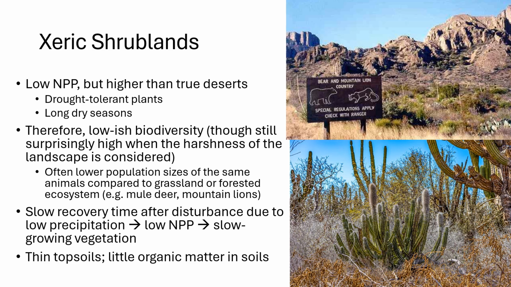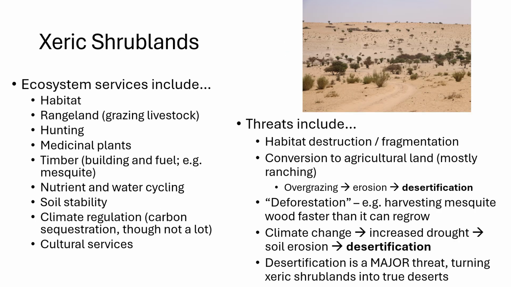Okay, they do have a very slow recovery time because there's little photosynthetic activity, low NPP, so slow growing vegetation, but again, a little bit faster than a true desert. You tend to have very thin soil, very little organic matter in that soil, nutrient poor as well. Some of the ecosystem services include habitat, rangeland, which means that we're grazing our livestock on that, hunting, medicinal plants, etc.